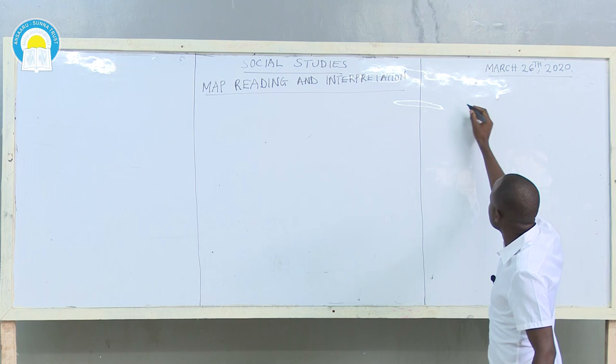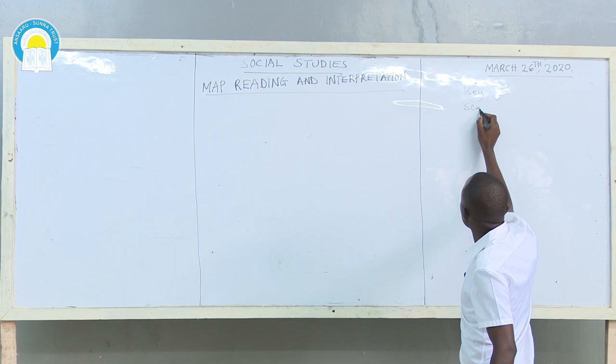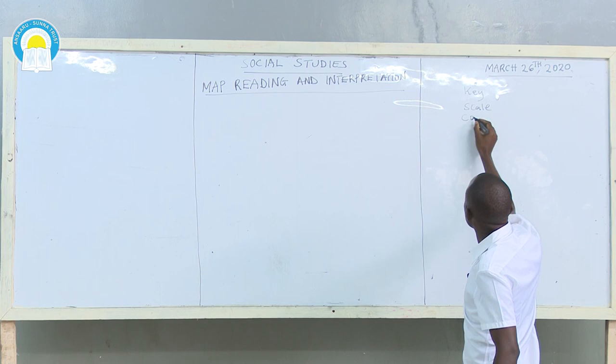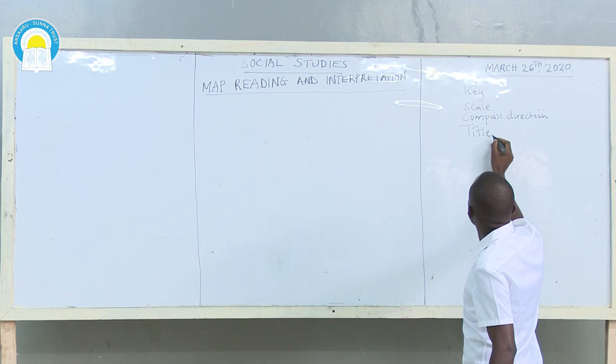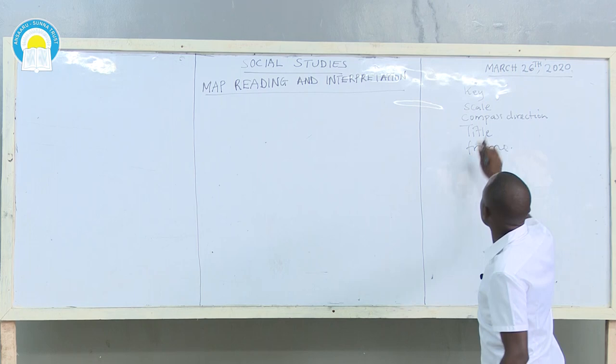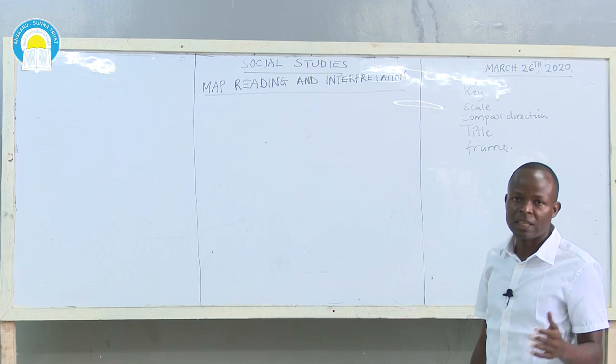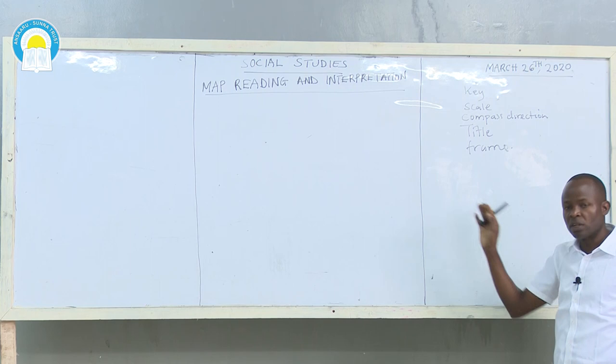We have the key, scale, compass direction, title, and frame. The key explains the meanings of the symbols used on the map. This is where we are going to have all the meanings of the symbols used on the map you are dealing with or the map you are studying.